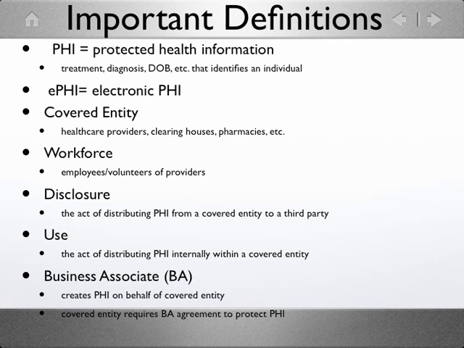An example of this would be if someone from our office was talking to someone from Arizona Skincare Physicians about a patient. A use is the act of distributing PHI internally within a covered entity. An example of this would be two coworkers at our office discussing a patient. A business associate is anyone that creates PHI or has access to PHI on behalf of the covered entity. An example of this would be the courier service or the tech people that work on our computers.